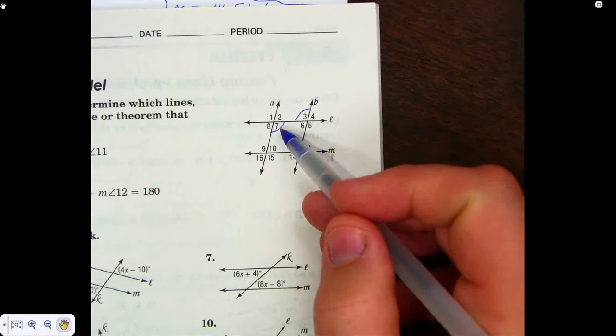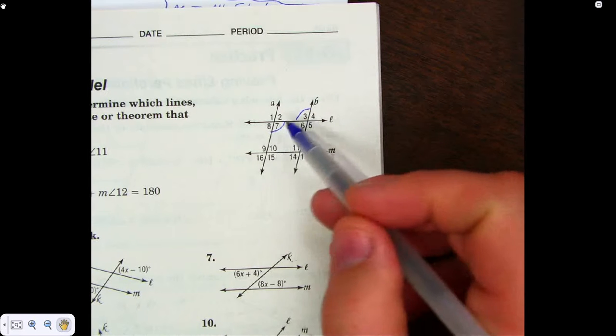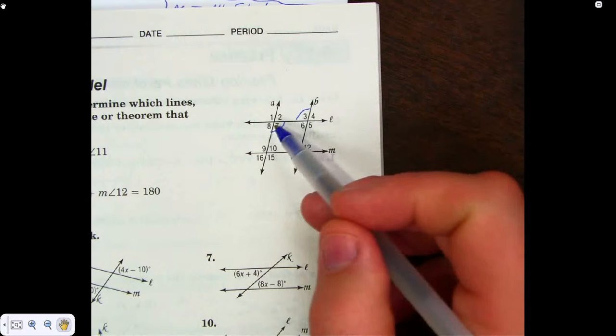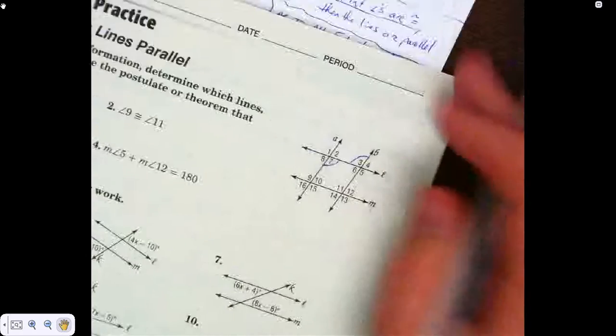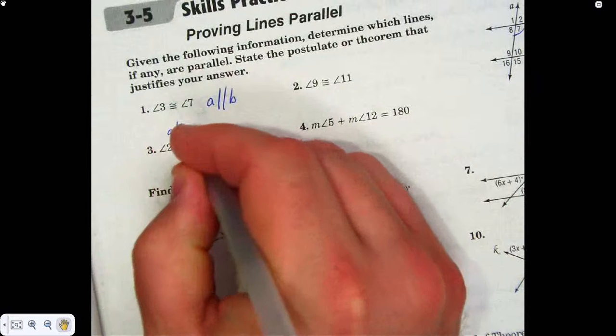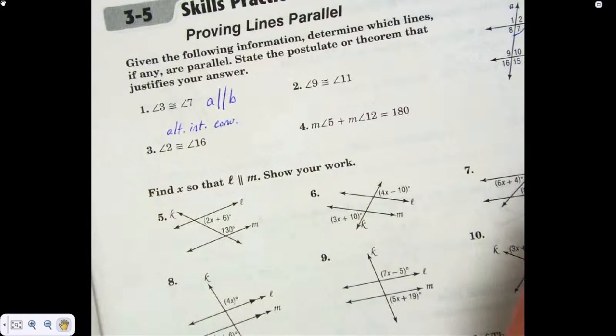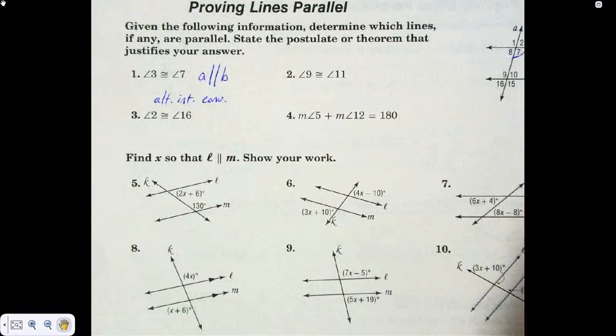So A would be parallel to B. Why? How does 7 relate to 3? Are they alternate interior angles? Because basically we're looking at it like that, correct? So you would say alternate interior CONV for what? Converse. Wake up, please.